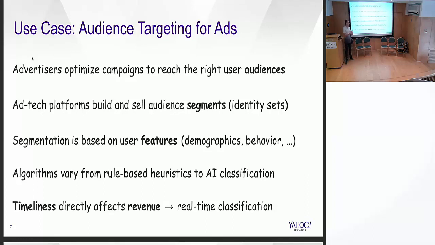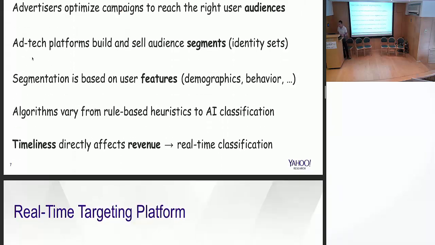This segmentation is based on user features like age, gender, geography, all kinds of behavioral features, etc. And the algorithms applied during this classification may vary from rule-based heuristics to AI classification, and really timeliness is very closely linked to revenue. The faster you track a single event and classify a user to a particular audience, the higher your revenue goes up.